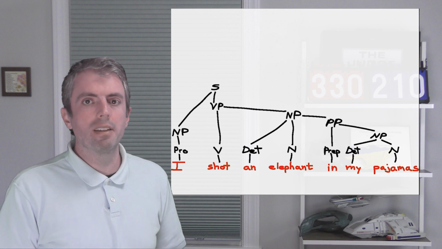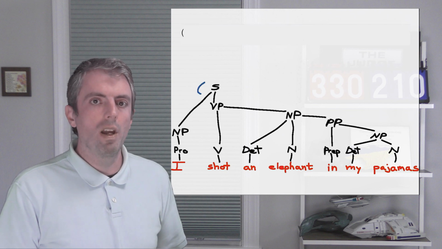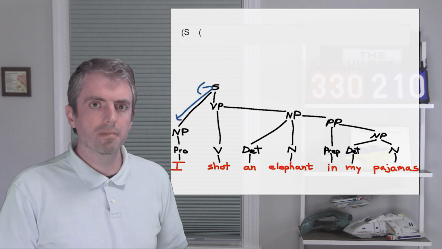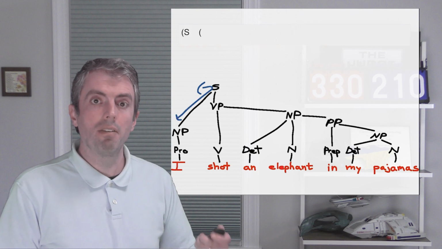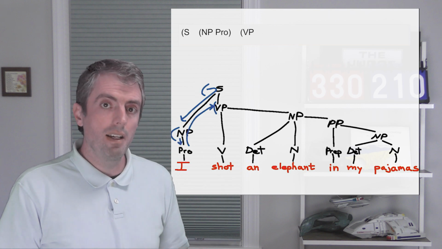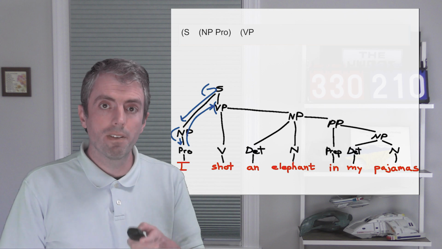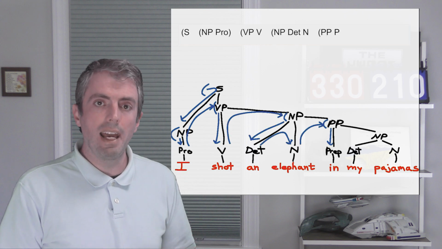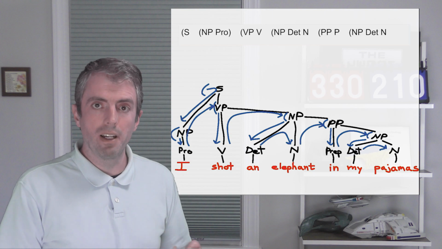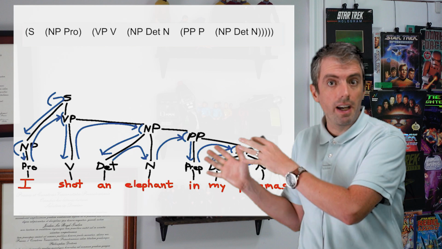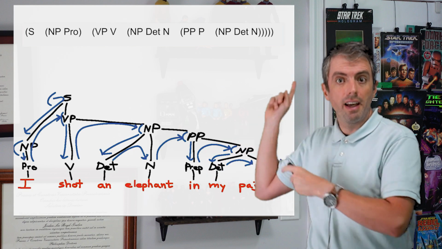So we start with the sentence non-terminal, which has everything. We go down to a noun phrase, which has a pronoun and nothing else. The verb phrase starts with a verb and a noun phrase. But that noun phrase has a whole bunch of stuff. A determiner, a noun, and a prepositional phrase with its own noun phrase. Taken all together, this encodes the entire parse of the sentence in a nice handy string.